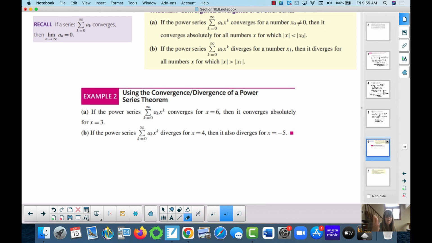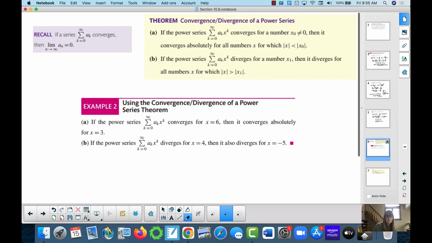So, an example of using those theorems. If I have this series and I know it converges for x equals 6, the absolute value of 3 is less than the absolute value of 6, and therefore it's also going to converge absolutely for x equals 3.